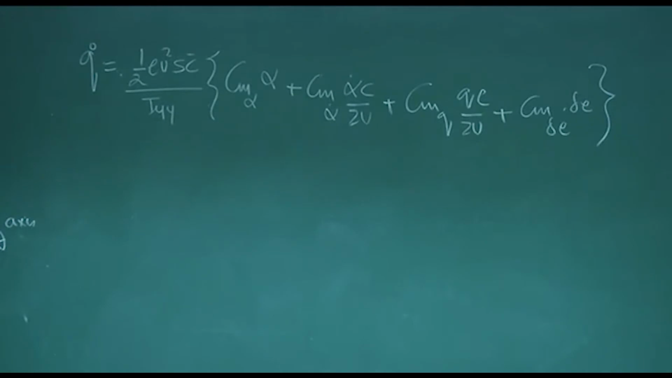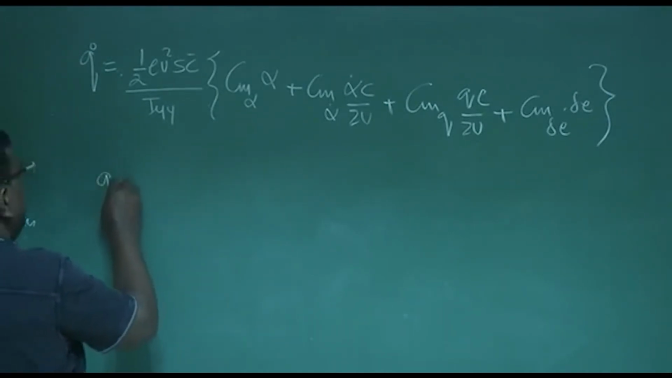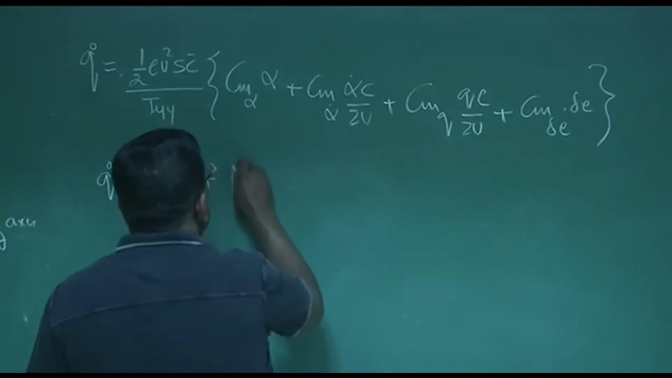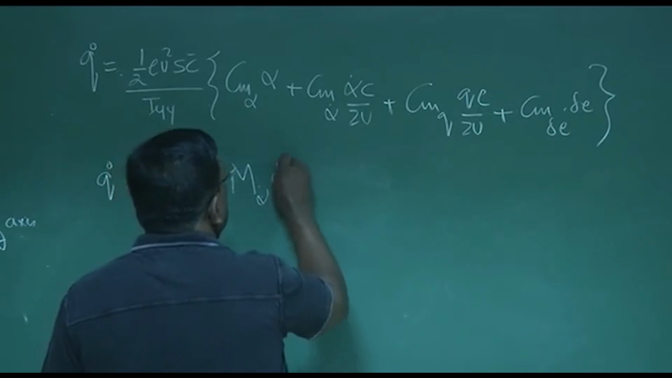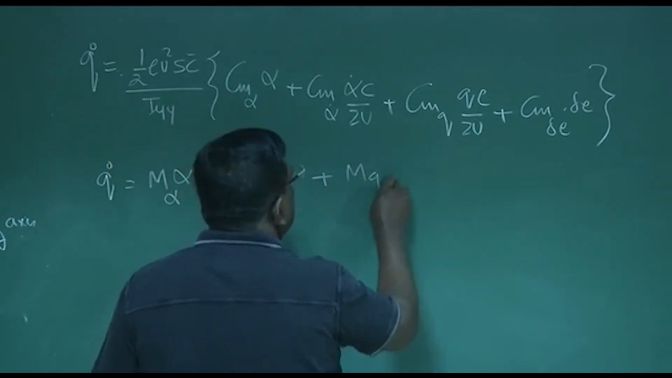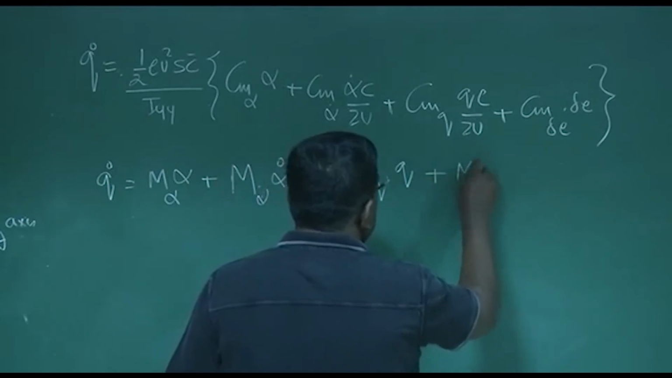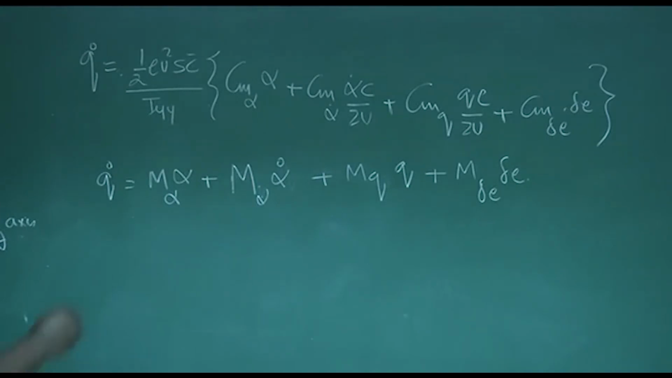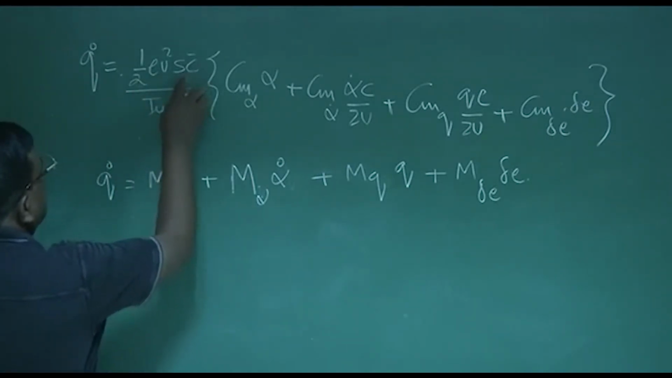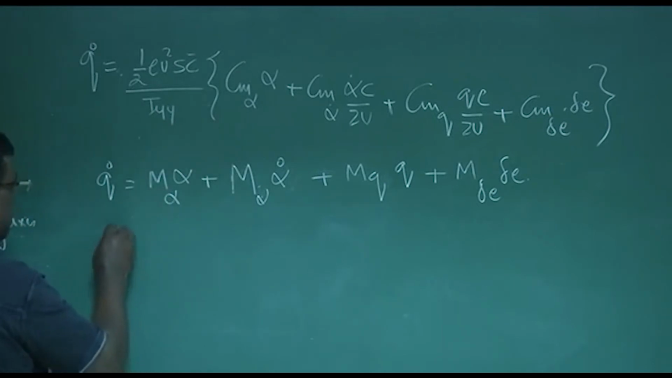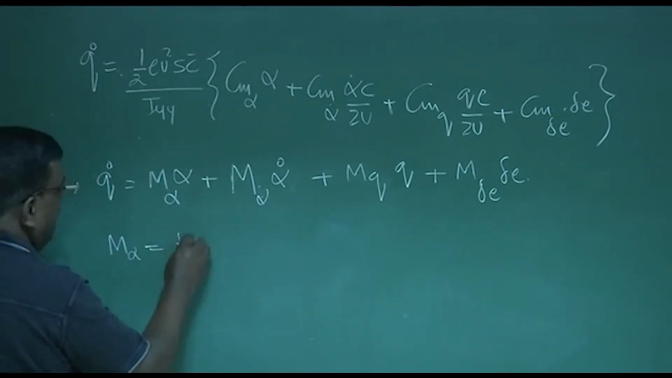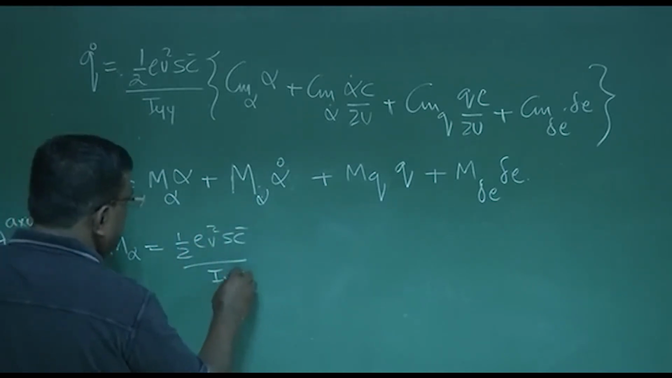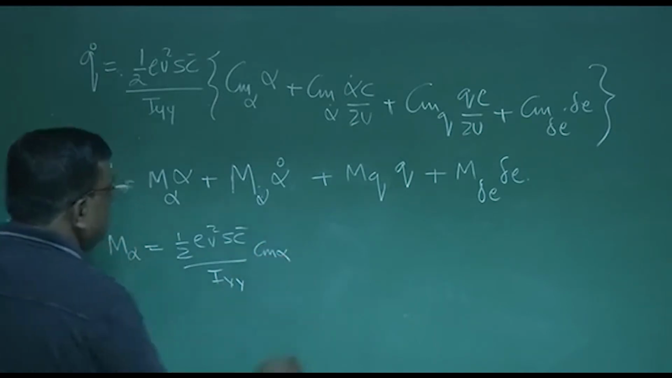Right? So I can further write it simplified: q dot equal to m alpha into alpha, plus m alpha dot into alpha dot, plus mq into q, plus m delta E into delta E. What I have done is clubbed half rho v square S c bar by Iyy into Cm alpha as m alpha. So m alpha equals half rho v square S c bar by Iyy Cm alpha.